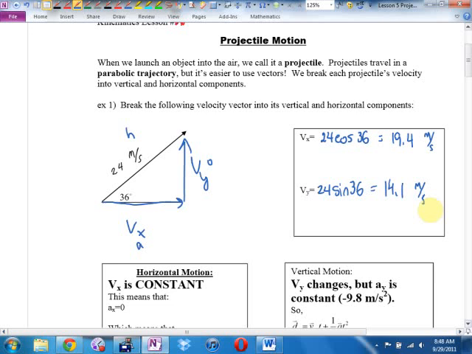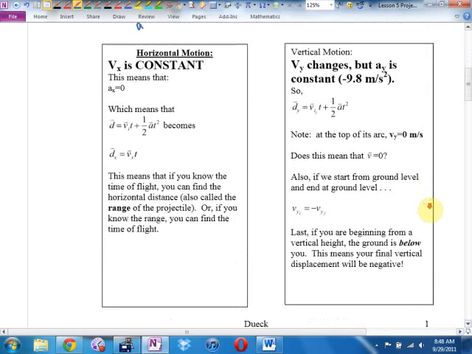Summary of the changes, summary of what we want to know. So horizontal motion, VX is constant. The horizontal velocity is constant. This means that the horizontal acceleration is zero, which means that becomes that. This means that if you know the time of flight, you can find the horizontal distance, also called the range of the projectile. Or if you know the range, you can find the time of flight. Vertically, Vy is changing, but Ay is constant, -9.8 meters per second squared. D equals that.